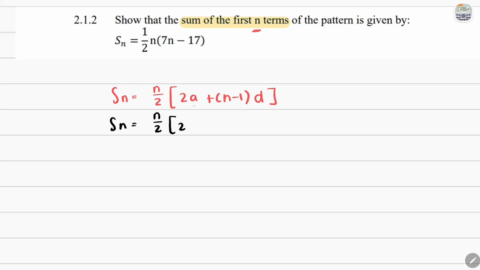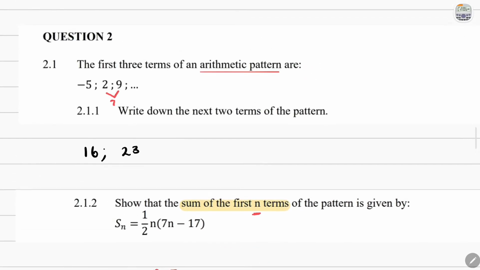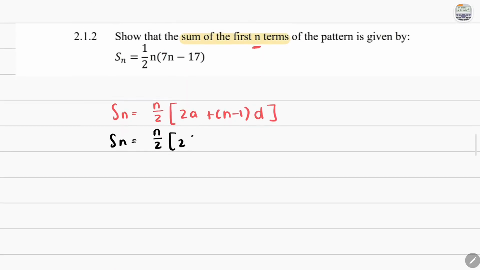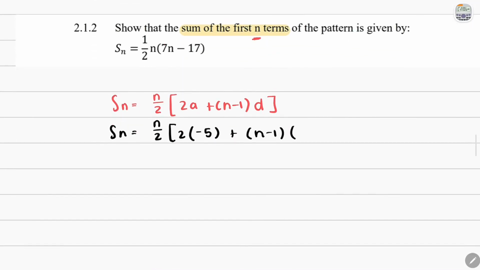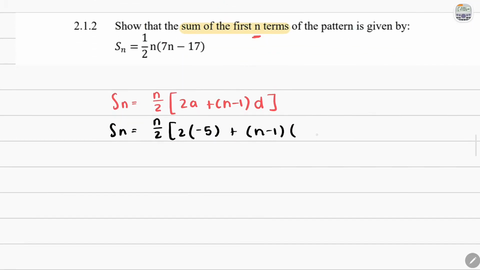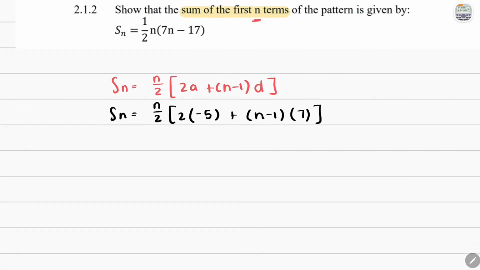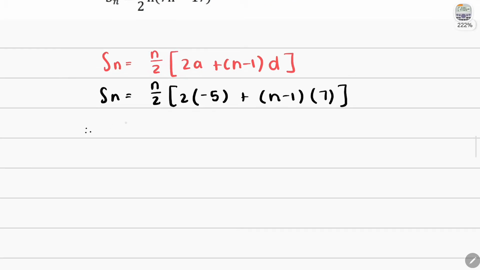And then 2a. Now what is the value of a? A is the first term, and we can see that our first term here is -5. So we're going to say 2 times -5 plus n minus 1 multiplied by d, which we found to be +7. Now we just have to simplify this. So Sn is equal to n over 2, and when we multiply these, they give us -10.